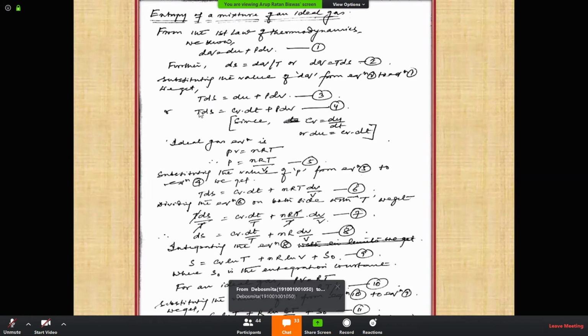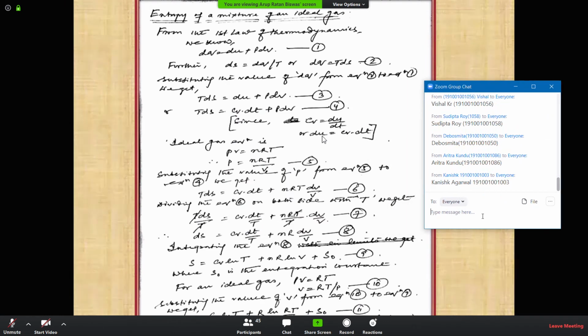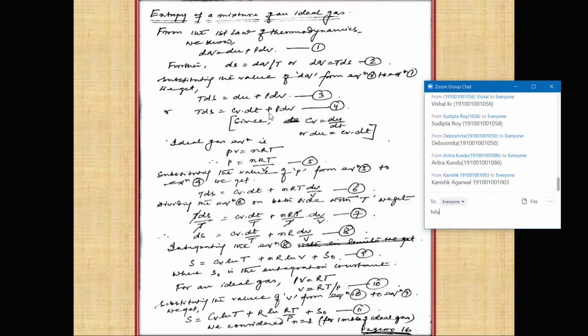And then dU again, as I told you, if you are in the first session that Cv equals dU by dT. So from here, dU is replaced with Cv dT. This is equation number 4.